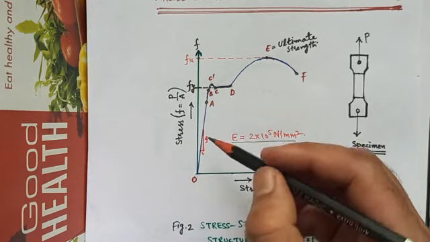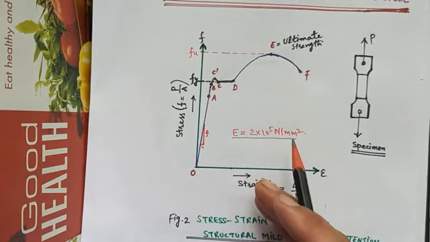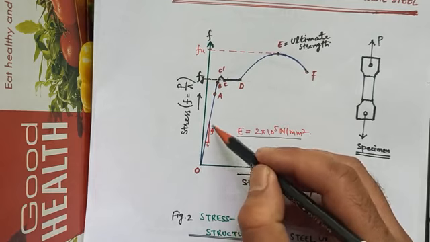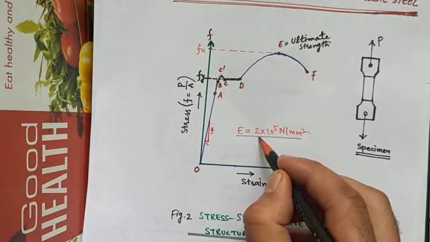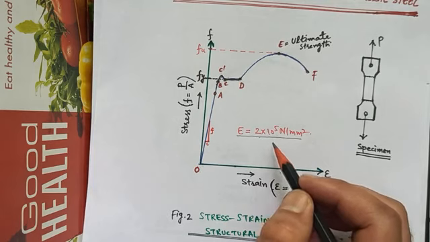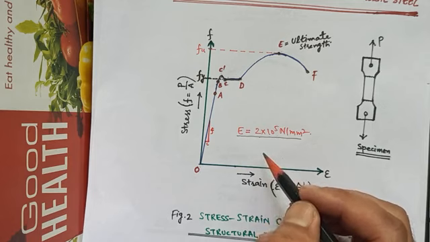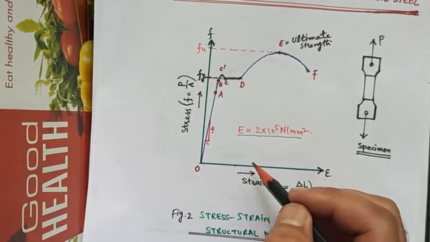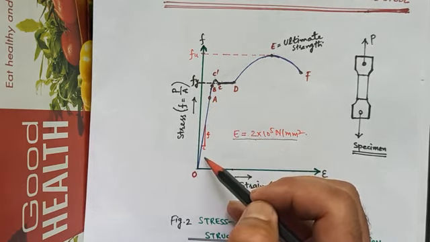For the region OC, the material is elastic, and the slope of the stress strain diagram in this portion is called the Young's modulus or modulus of elasticity, and that is given by E equal to 2 into 10 raised to power 5 Newton per millimeter square, and it is the same for all grades of steel, irrespective of the grade. The strain that occurs before the yield point is called elastic strain.